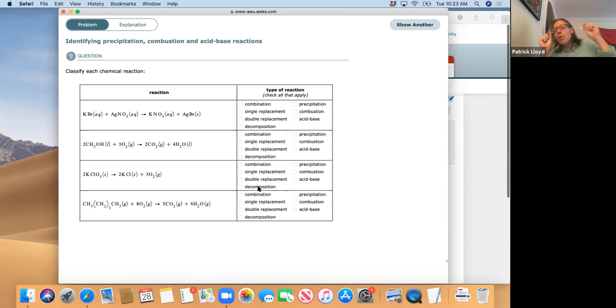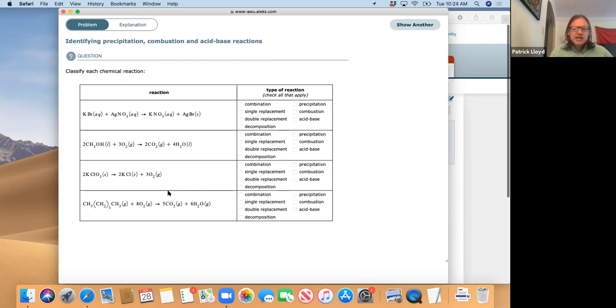It is typically 1 reactant turning into 2 or 3 products, or 4 products even, but typically 2 or 3, okay? That's decomposition. And then this one right here, well, that's another combustion, right? If you take a look at that one, that's another combustion one. Okay, so there you go. So, taking a look at those.